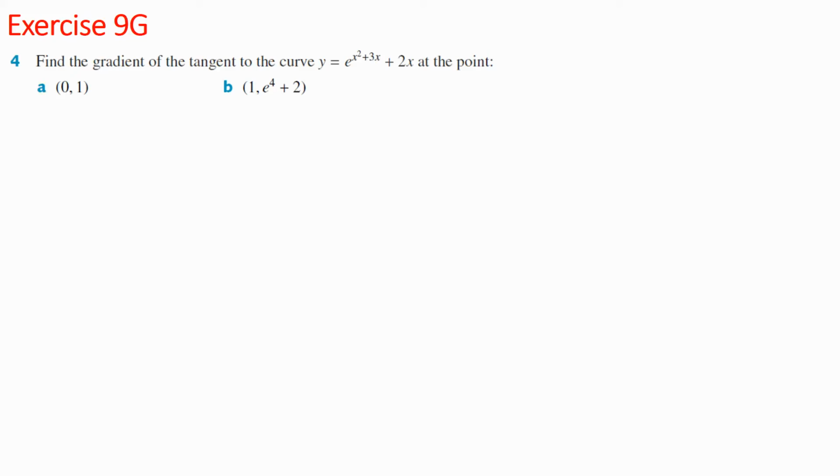Find the gradient of the tangent to the curve. The first thing you need to find is the derivative, because the derivative gives you the gradient. The gradient at what point? At 0, 1. So try the first one for me, 4a.